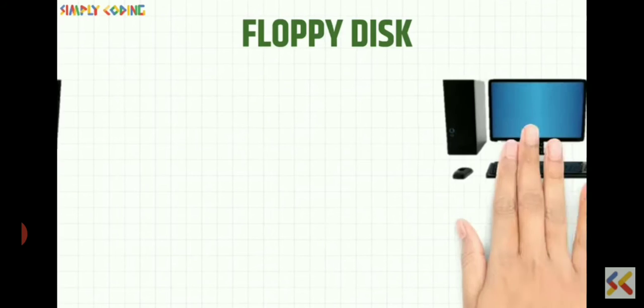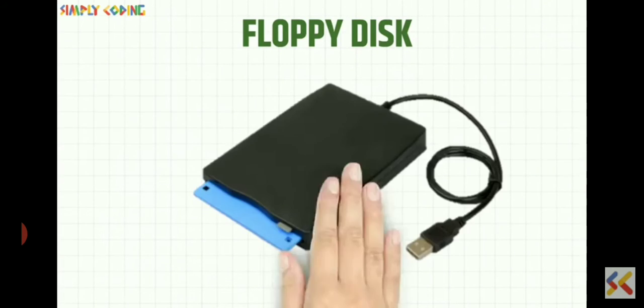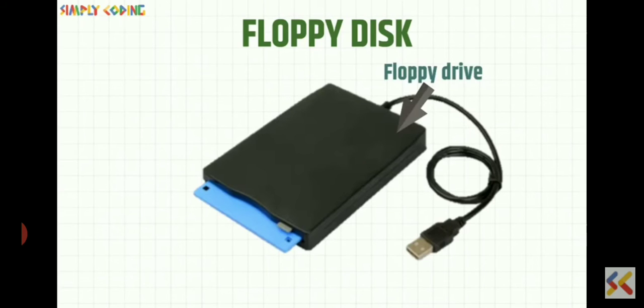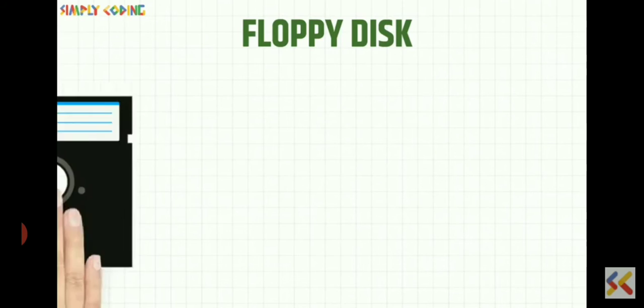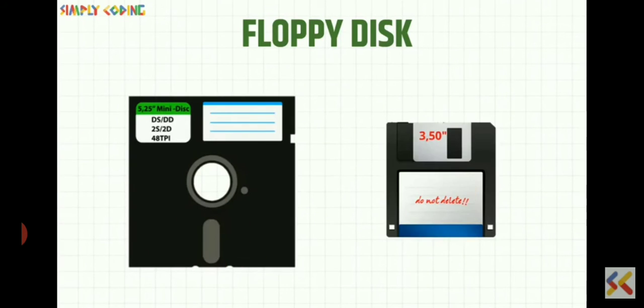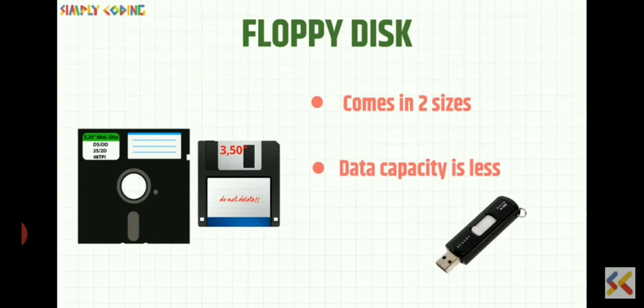Floppy disks were used to transfer data between computers. The computers have floppy drives into which the floppy was inserted. They used to come in 5 1/4 inch or 3.5 inch size. As their data capacity was very small, pen drives have now become more popular.